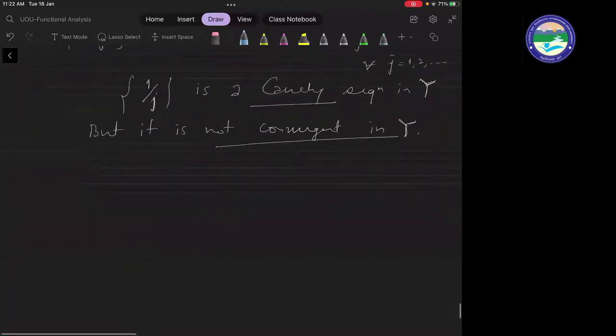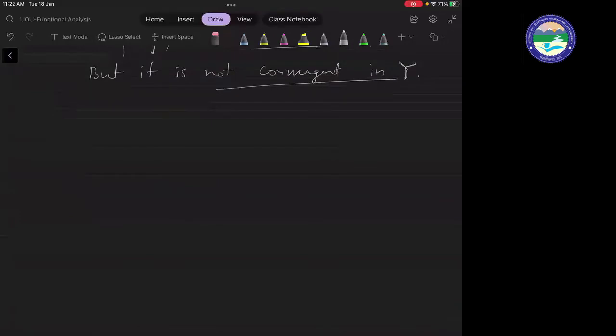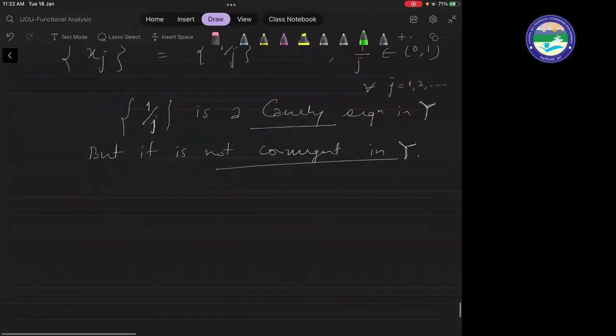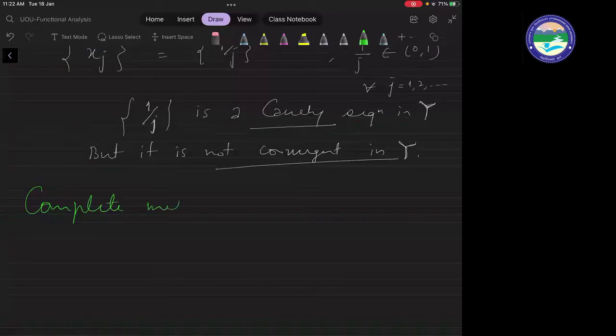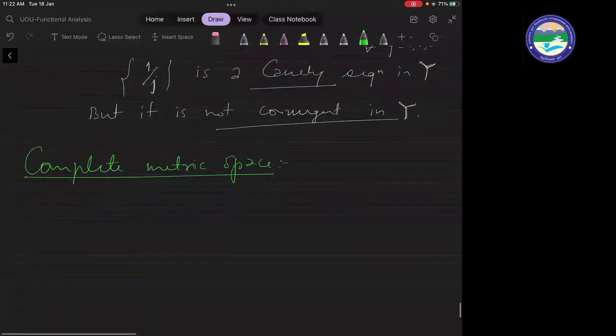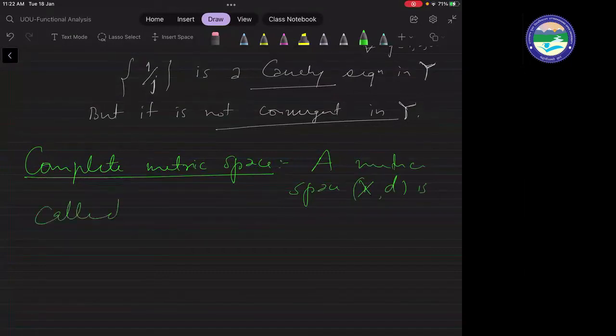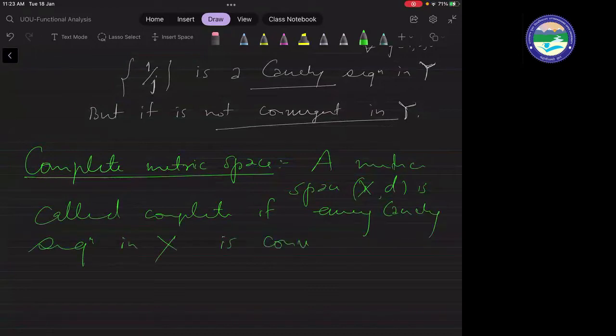Now, a metric space where every Cauchy sequence is convergent, such metric spaces are called complete metric spaces. Complete metric space, okay? Yes, sir. So a metric space (X, d) is called complete if every Cauchy sequence in X is convergent.